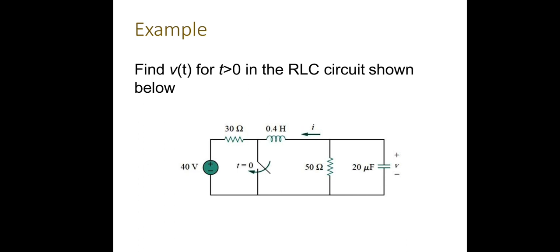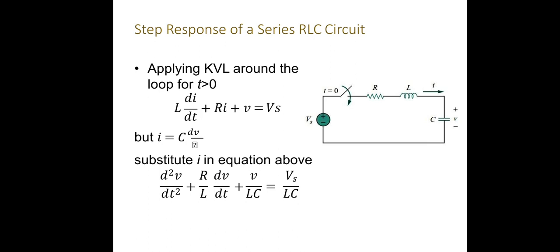For that you may do the below circuits, like find the v of t where t is greater than 0 in the RLC circuit shown like this. You have to do it by applying the KVL to this circuit, where RLC is there. So therefore, the step response now.